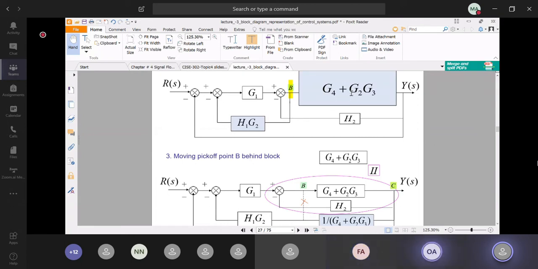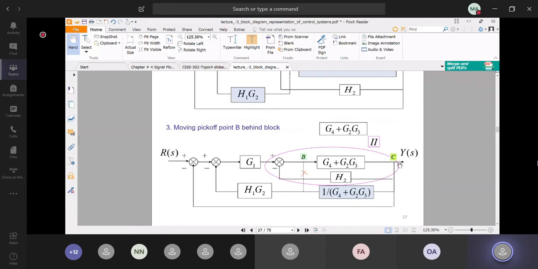So when I move the block from output to input, this input at this point will get the same gain, but the other output will get 1 over G. So if I move B to this point, I cancel this. Here I have G4 plus G2 multiplied by G3, and at this branch, because it represents the output, I multiply by 1 over G. So this will be 1 over G4 plus G2 multiplied by G3.